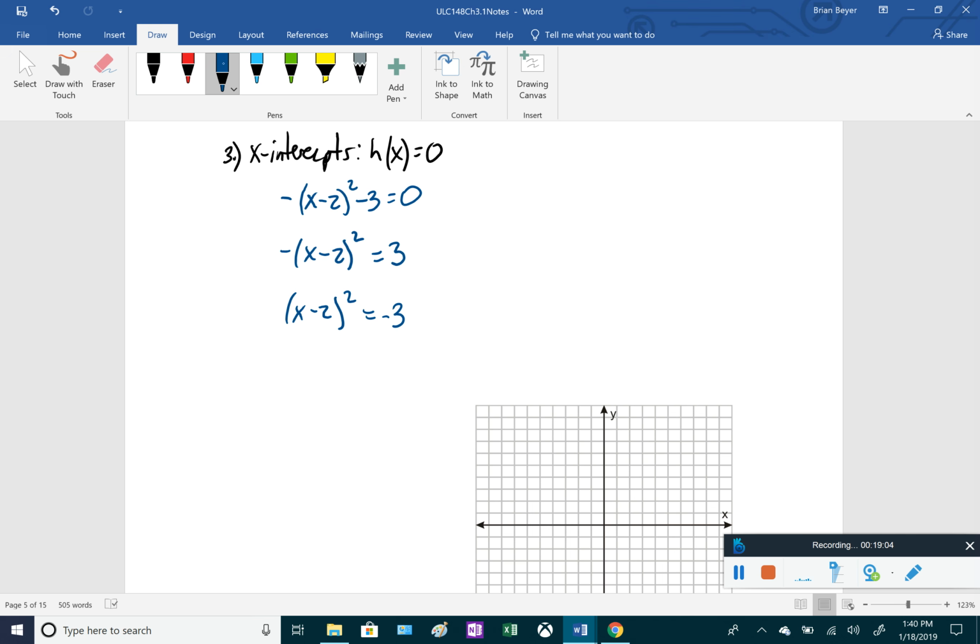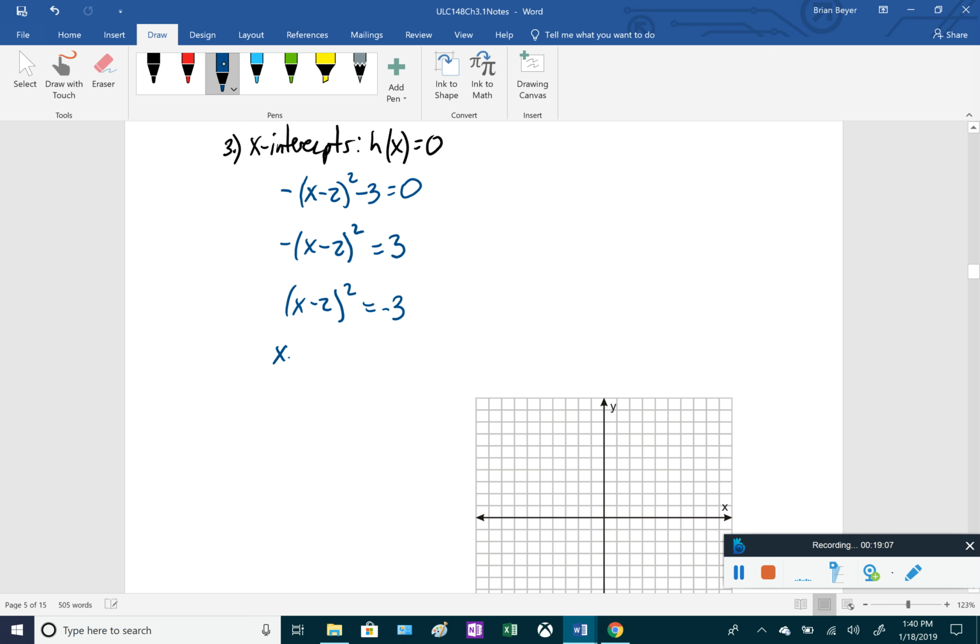And then we're going to square root both sides. So when we square root both sides here, we get x minus 2 equals plus or minus the square root of negative 3. So this square root of the negative, if you remember, that's going to give us imaginary numbers. So since those are imaginary numbers and we're on the real xy plane here, there's going to be no x-intercepts. Okay, so no x-intercepts because of the square root of the negative. The negative is in that radicand, so no x-intercepts.